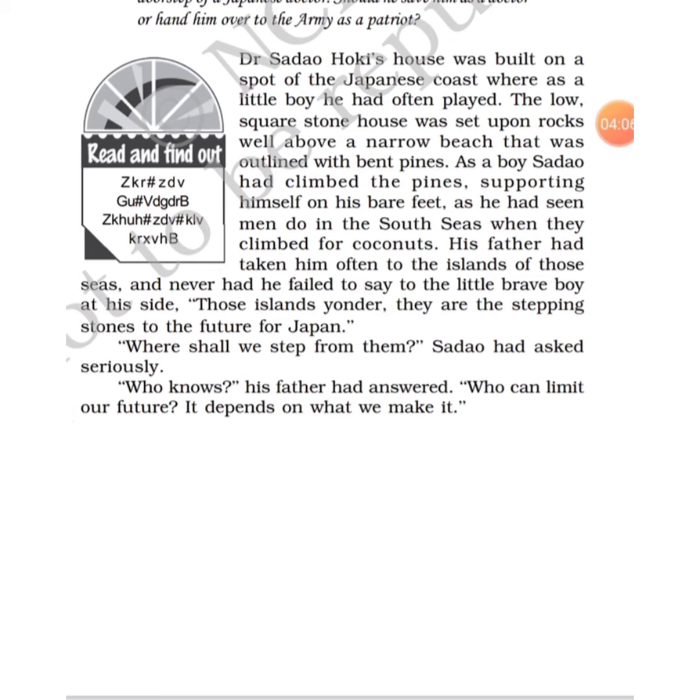Let's see. The writer introduces the main character of the story here, Dr. Sadao Hoki. Dr. Sadao's house was situated on the coast of Japan. He had been living there since his childhood. The house had a low height and was made of stone. It was set upon the rocky beach, which had a boundary line made with pine trees. So what was the boundary line near his house? That was of pine trees that were tilted towards one side, a little bit bent.